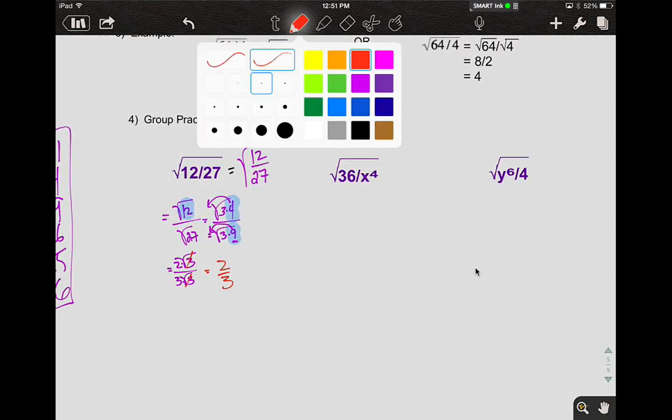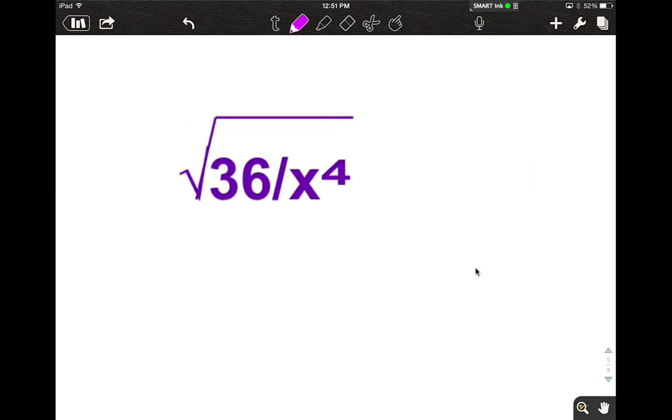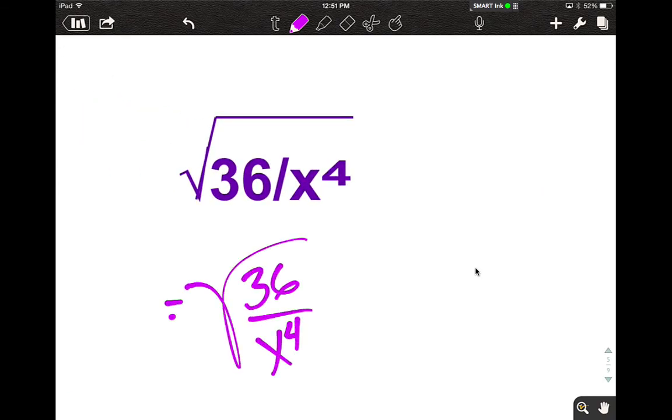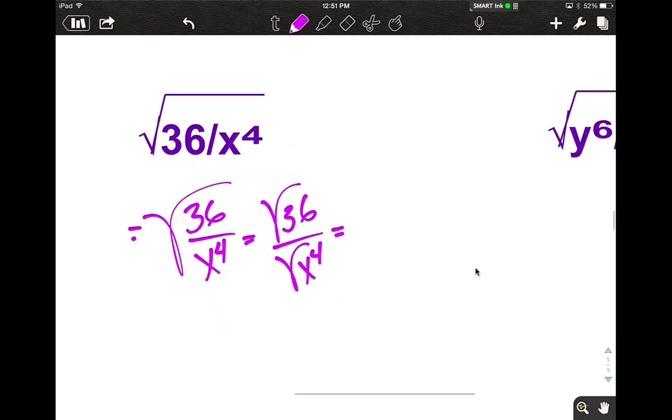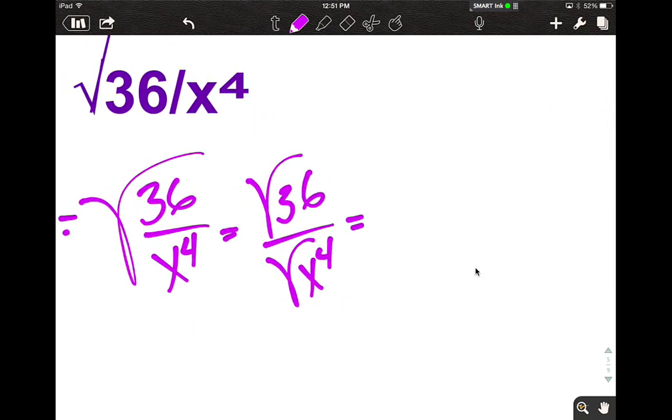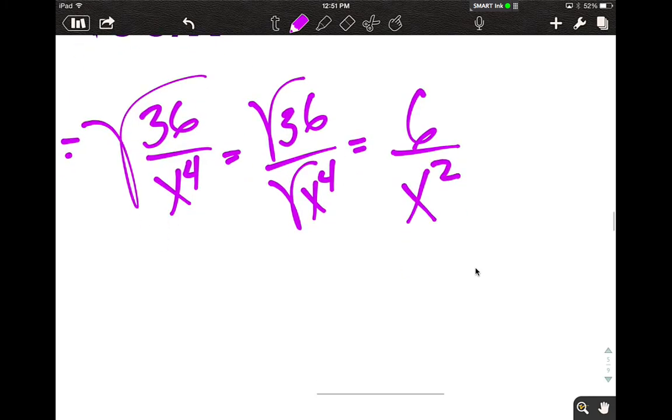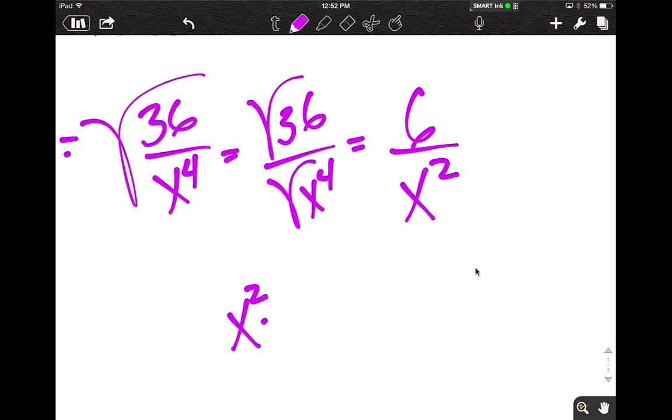The same thing happens with some of these other examples. I'm going to go through these quickly because I feel like the video is starting to get real long. So, the square root of 36 over x to the 4th. I can split that into the square root of 36 over the square root of x to the 4th. These are pretty nice numbers to get us started as beginners. The square root of 36 is 6. The square root of x to the 4th is x to the 2nd. Why? Because x to the 2nd times x to the 2nd is x to the 4th.